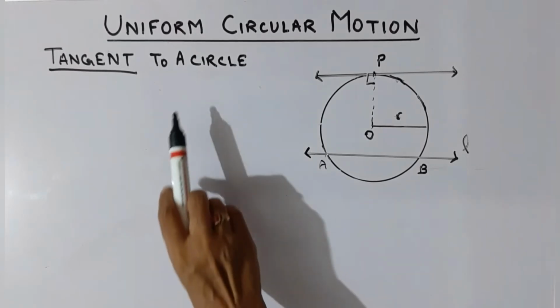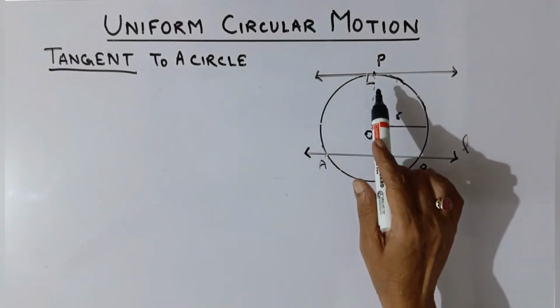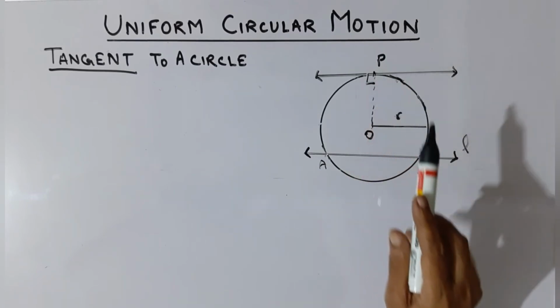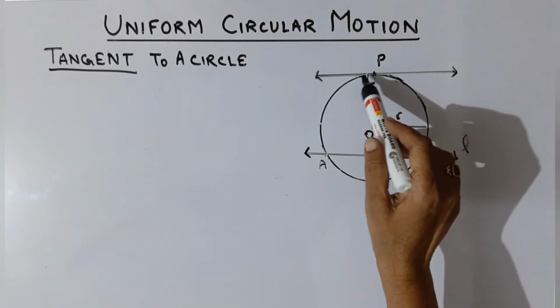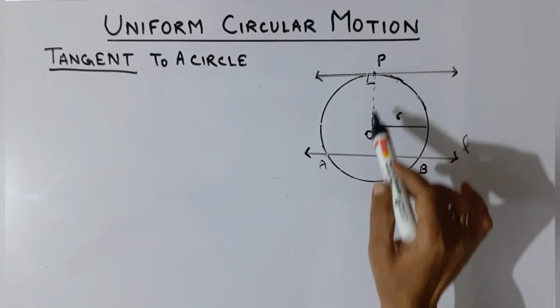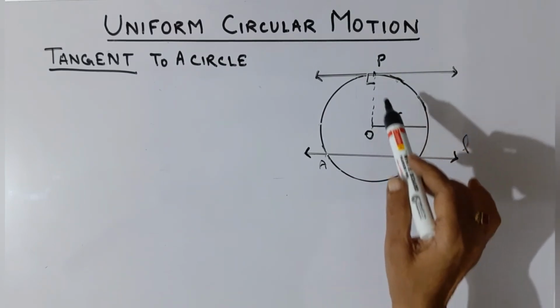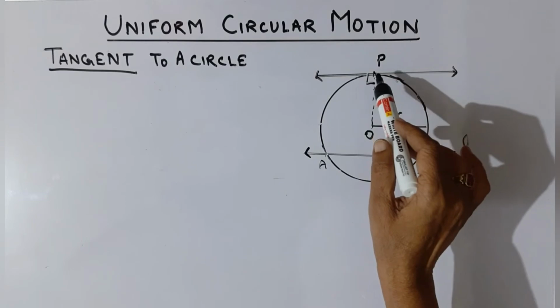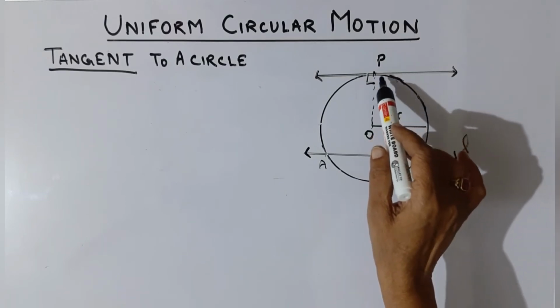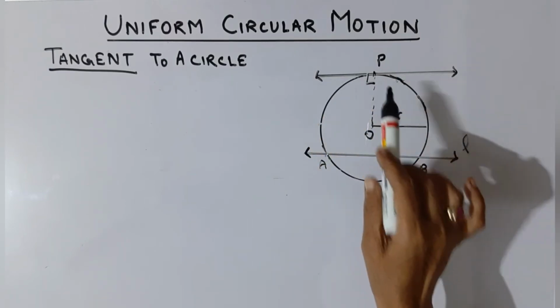The tangent to a circle intersects the circle at only one point. It is perpendicular to the radius drawn at that point, and from any one given point we can draw only one tangent to the circle.